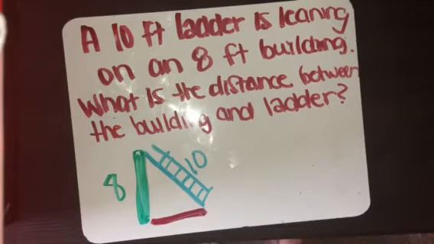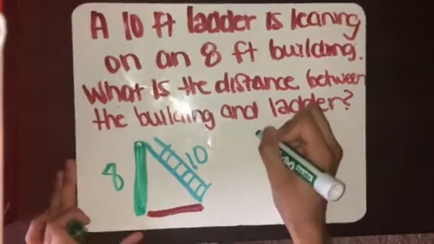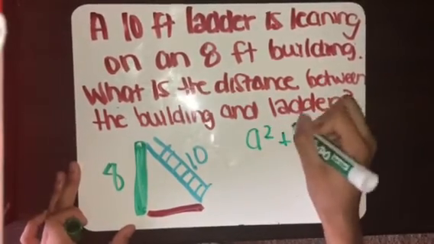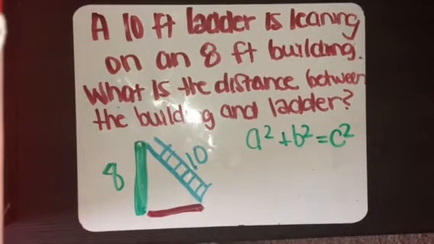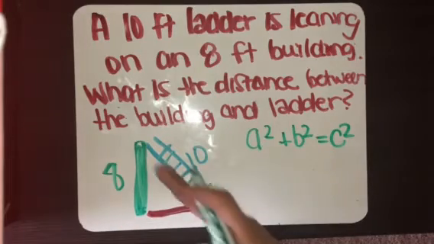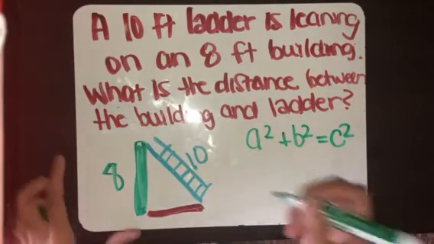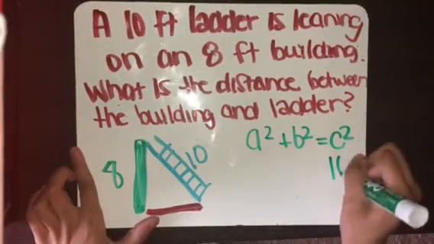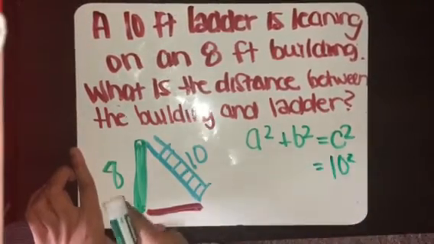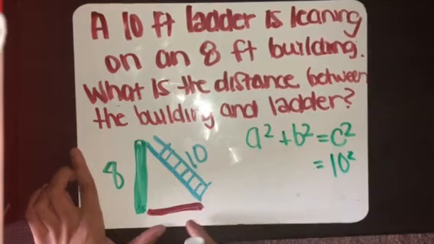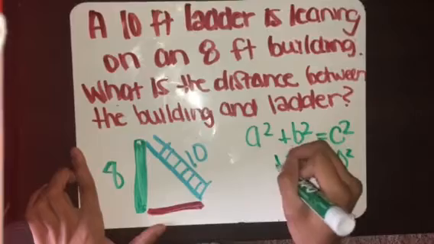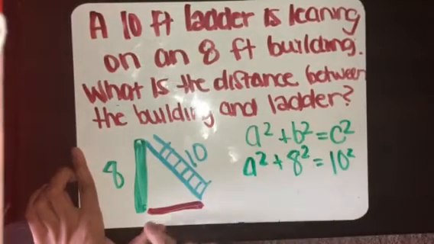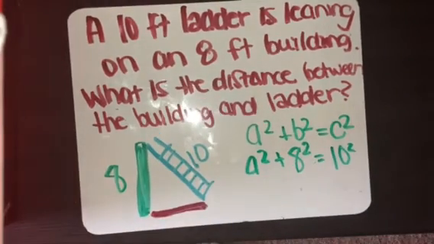Now we can use our Pythagorean theorem formula: a squared plus b squared equals c squared. So what do we know? The diagonal, the side that's always leaning, is our hypotenuse, which is c. So 10 is going to be c. We only know one of our legs, and that is 8. We need to work backwards to figure out what is a, the missing side length at the bottom.